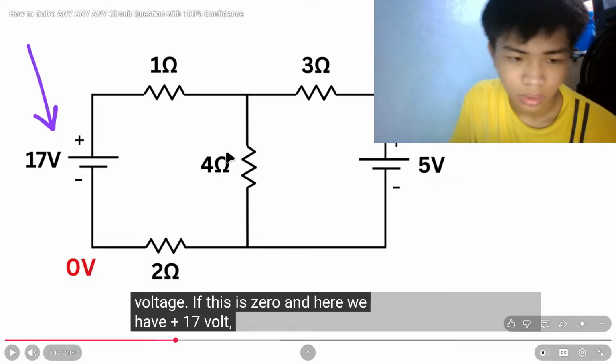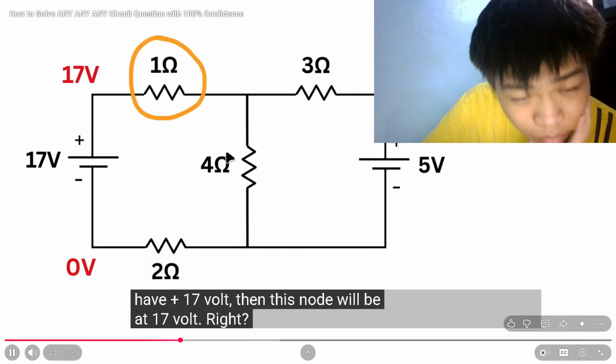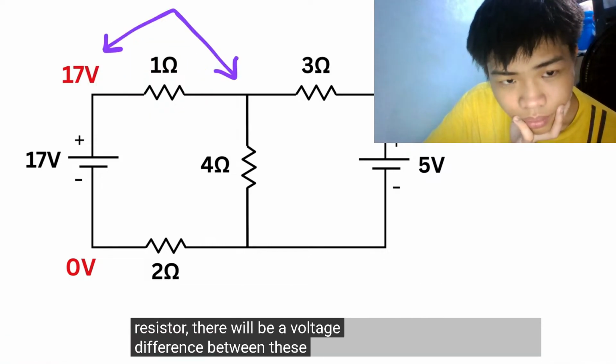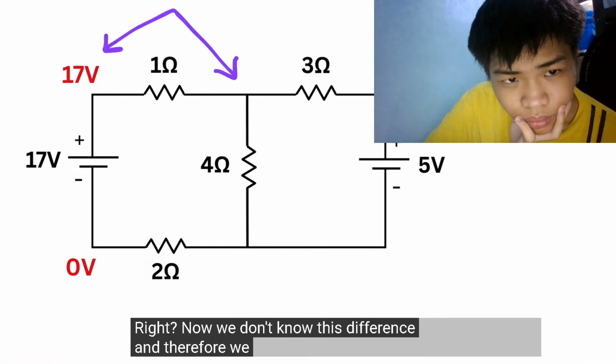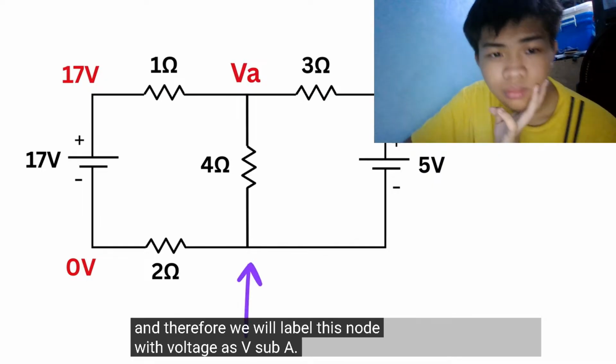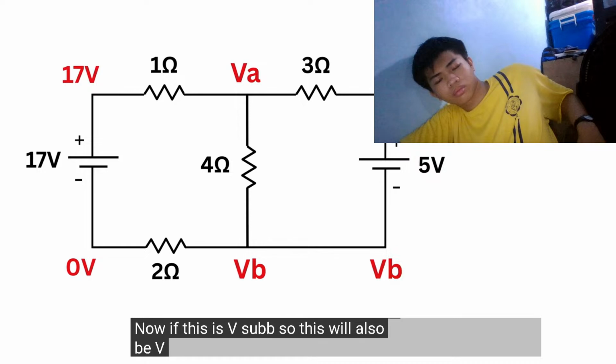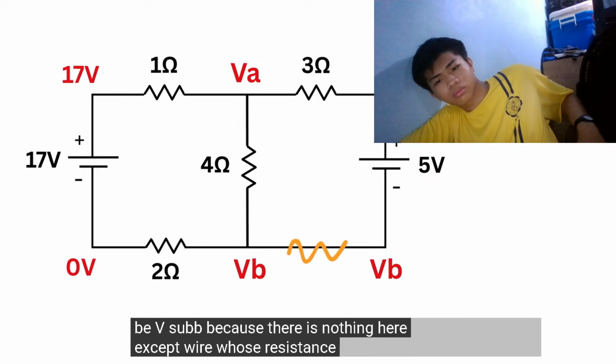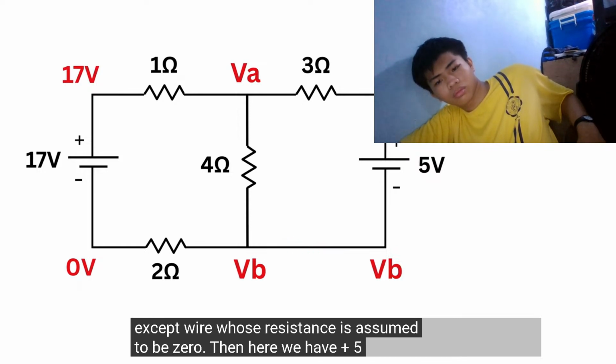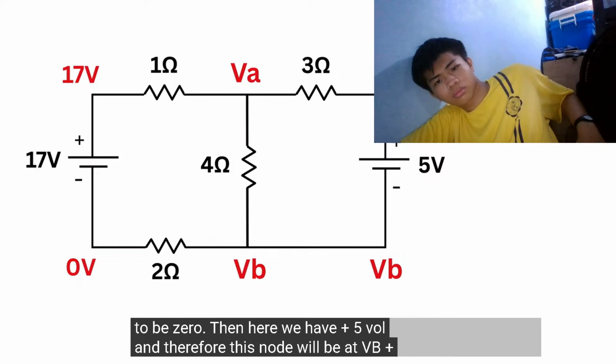Then this node will be at 17 volts, right? Now, because of this resistor, there will be a voltage difference between these 2 nodes. Right now, we don't know this difference, and therefore, we will label this node with voltage as V sub A. Then we will label this node with voltage as V sub B. Now, if this is V sub B, so this will also be V sub B, because there is nothing here except wire, whose resistance is assumed to be 0. Then here we have plus 5 volts, and therefore this node will be at VB plus 5 volts, right?